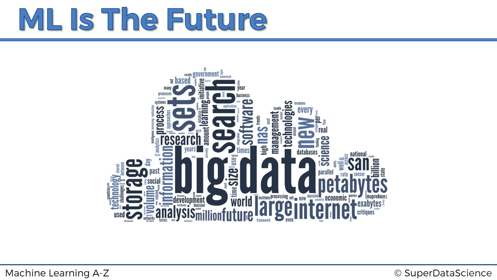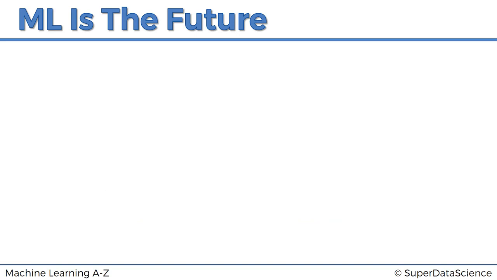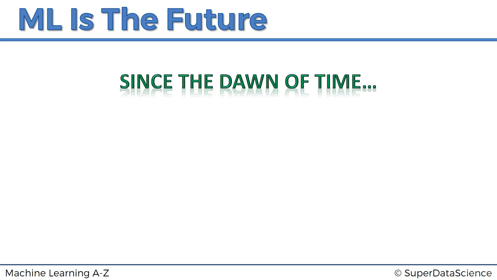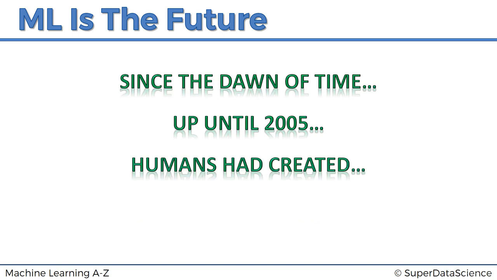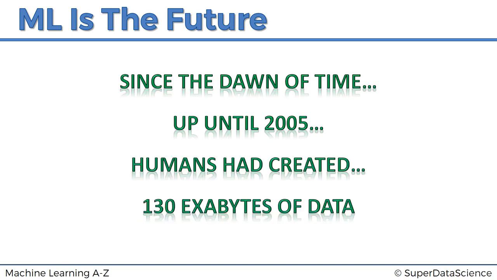And probably the only way to not leave data exhaust is to go live in the forest for a couple of days. So that's the reality we live in, and this data is just growing exponentially. It's accumulating all the time, and let's see how this has been happening throughout the history of the human race. So here we go. Since the dawn of time, up until 2005, humans had created 130 exabytes of data.